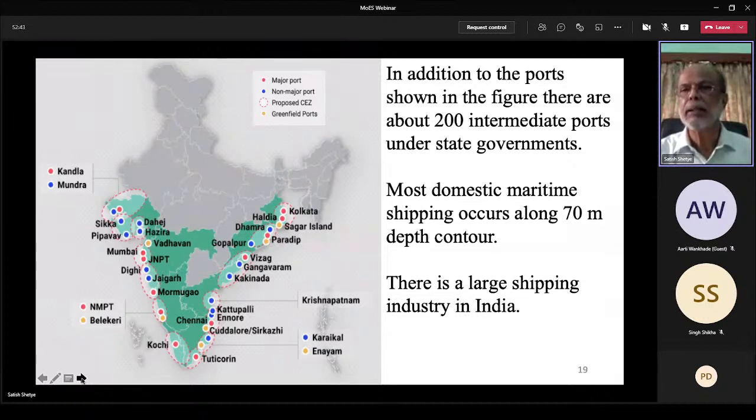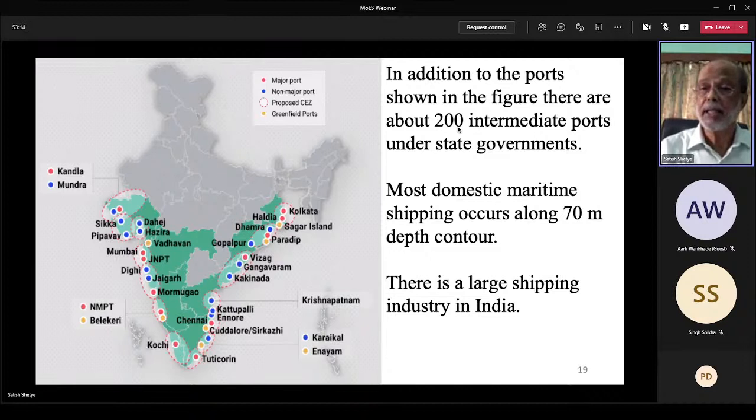For one thing, there are about 30 major ports, and they are shown here with circles. Their importance as a major port or what's called a non-major port is indicated by whether it's a red dot or a red circle or a blue circle. In addition to it, there are about 200 intermediate ports that are under state governments.